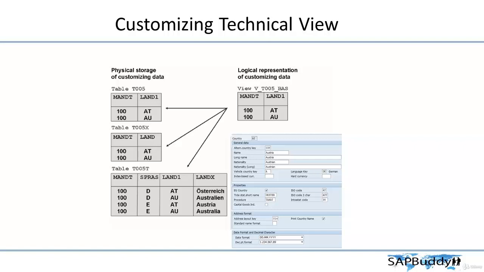Okay, this is about customizing. So when you create a TR for this particular customizing, you are going to create a transport which has these table entries. Let's create one country in our system.